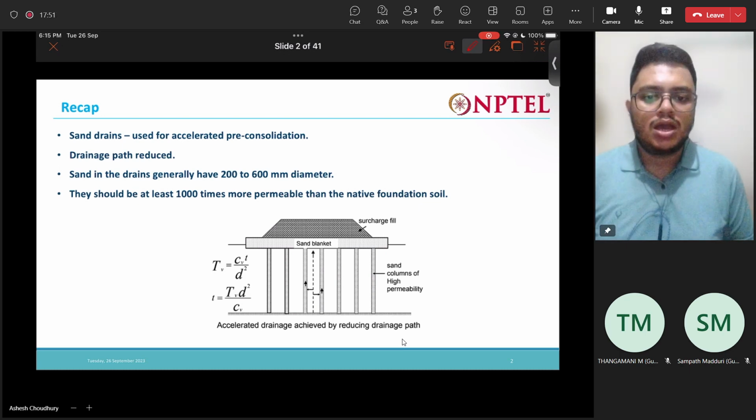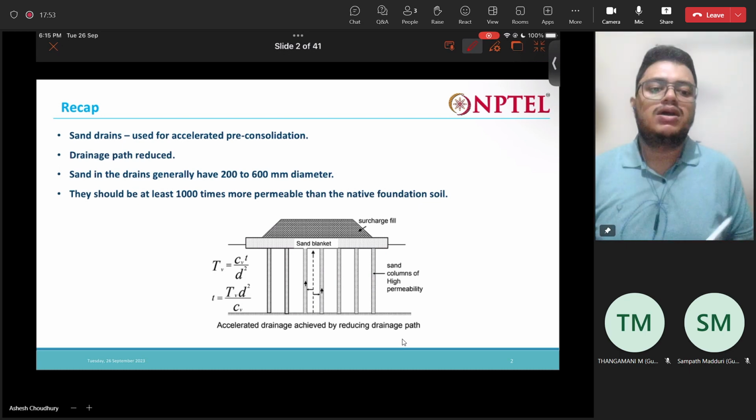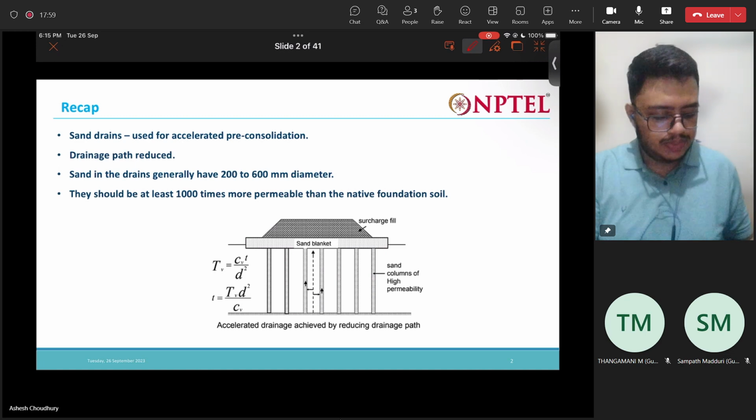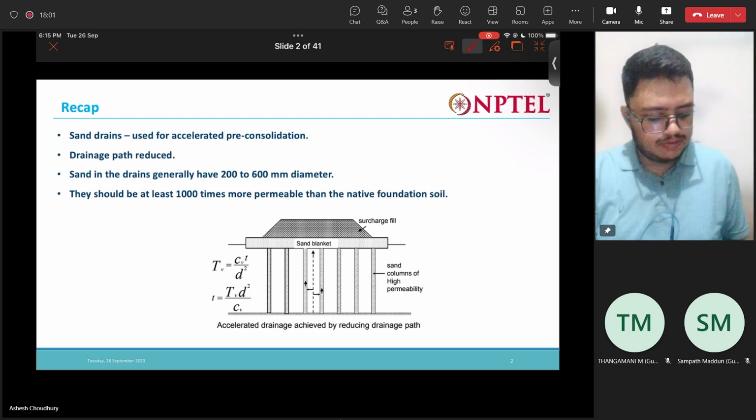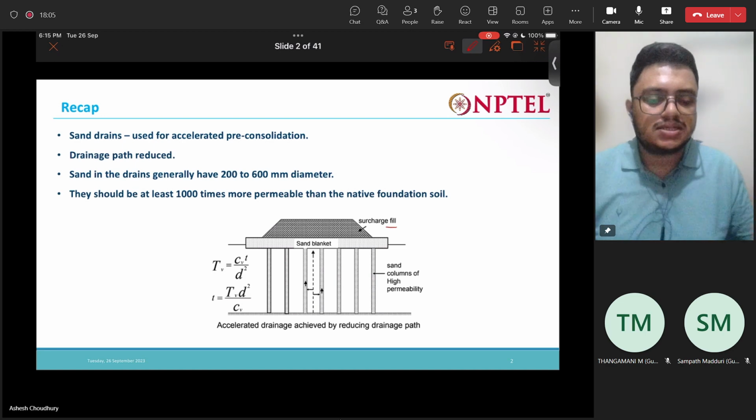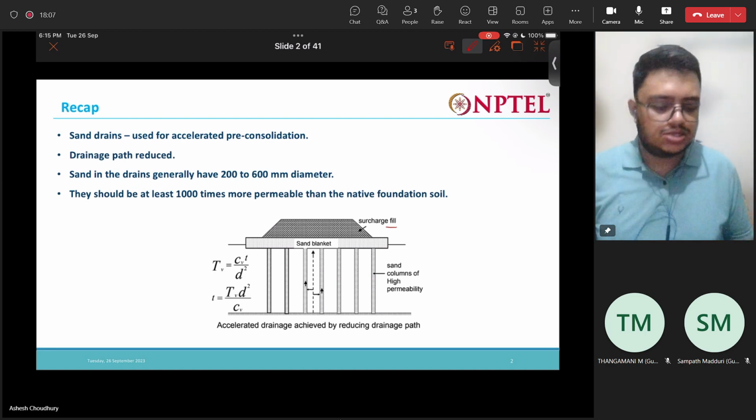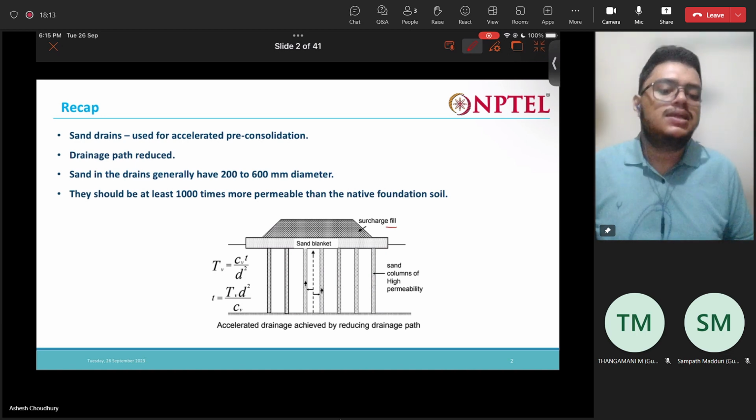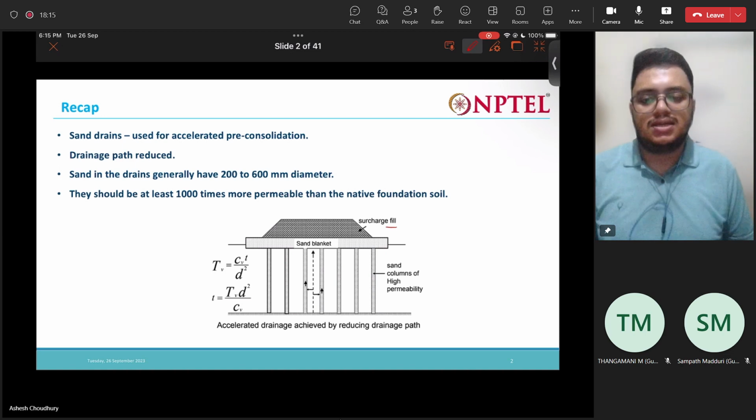So what we do is keep some pre-consolidation pressure over that area in terms of a surcharge, so that consolidation takes place before the construction. To accelerate that process, we can use many techniques. One of them is sand drains.